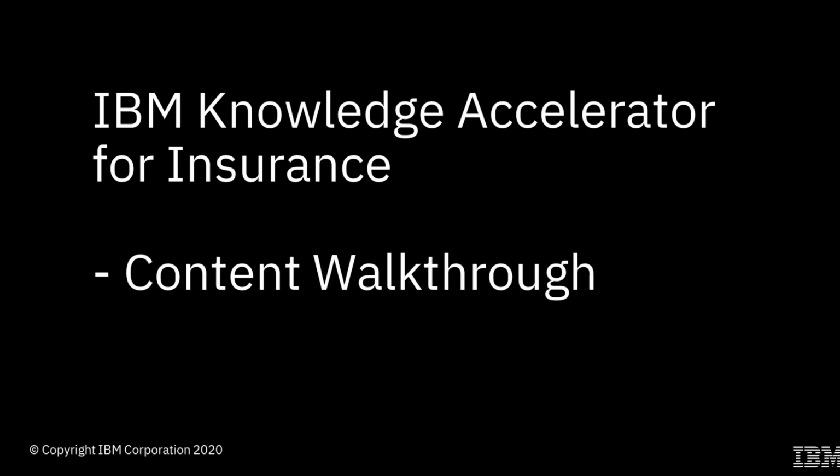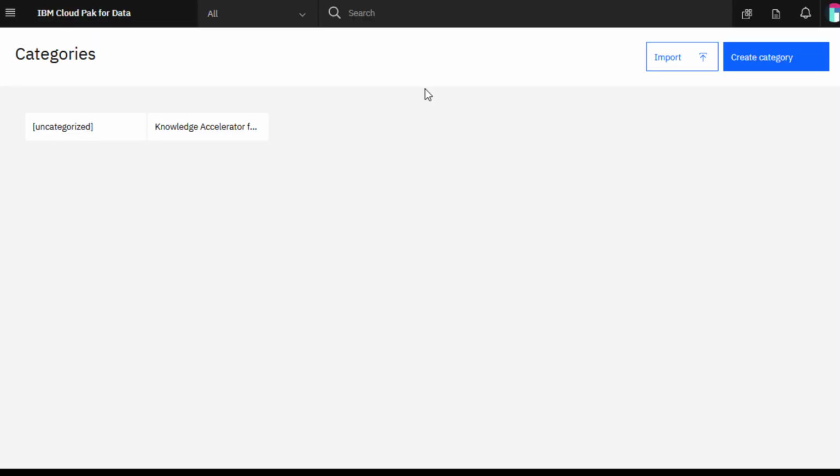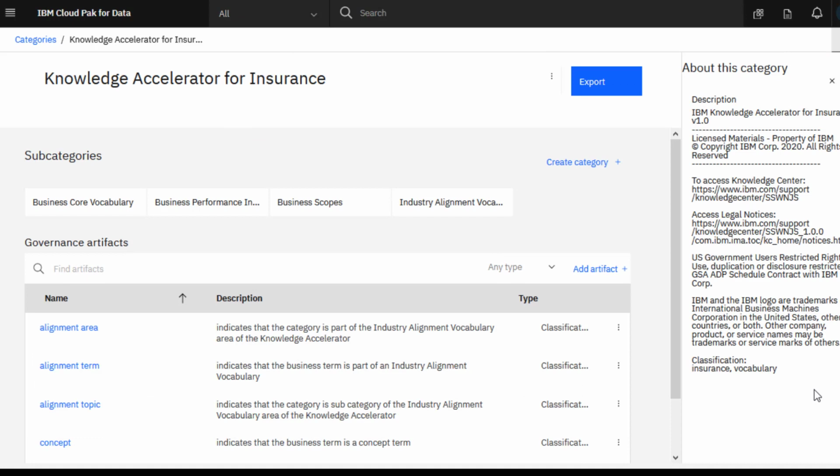Welcome to the content walkthrough for IBM's Knowledge Accelerator for Insurance, available with Watson Knowledge Catalog on Cloud Pak for Data. This video provides a walkthrough of the extensive coverage in this product for the insurance domain.